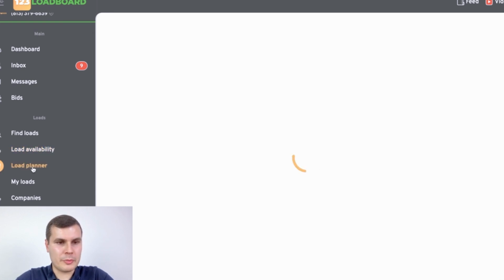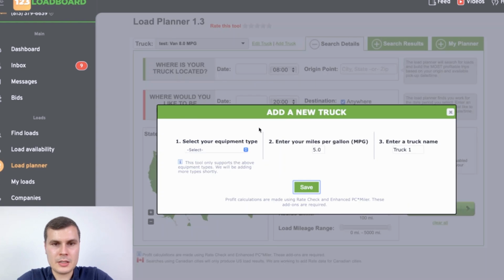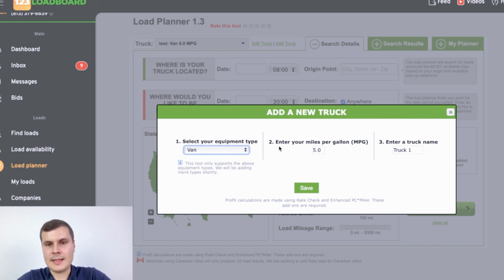Another thing I want to show you is the load planner over here. This is something unique to the 1-3 load board. So actually here I can add a truck and I can choose my equipment, van, reefer, or flatbed. Let's just go with van. And I can enter miles per gallon, so I can enter the fuel consumption of the truck, and it will show me not just the total rates, but also the profits after the fuel. So if you talk to your driver, you can get the mileage, the fuel consumption that his truck gets, and you'll be able to provide that statistics for them if they want.